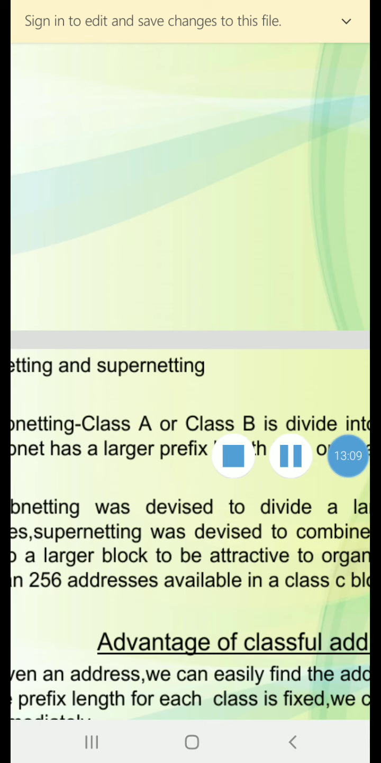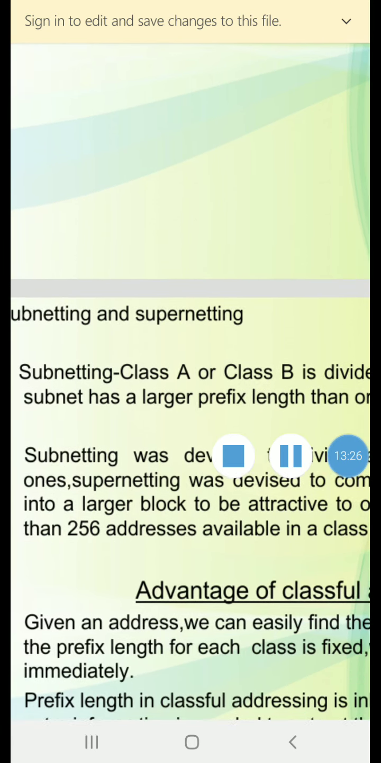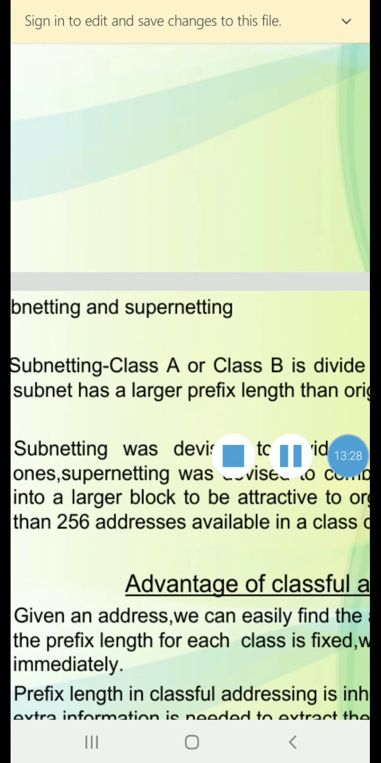Subnetting was devised to divide a large block into smaller ones. Supernetting was devised to combine several class C blocks into a larger block, to be attractive to organizations that need more than the 256 addresses available in a class C block.